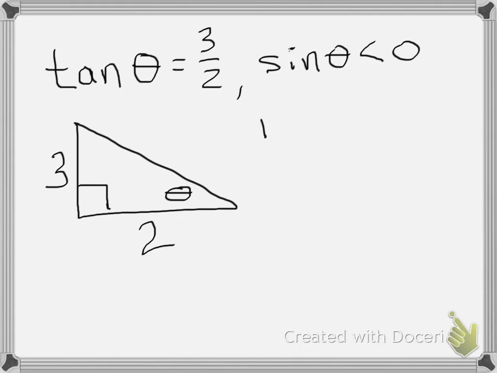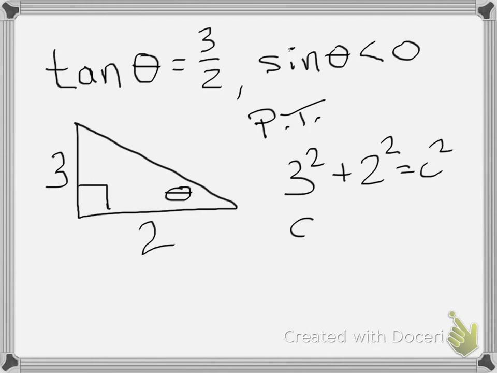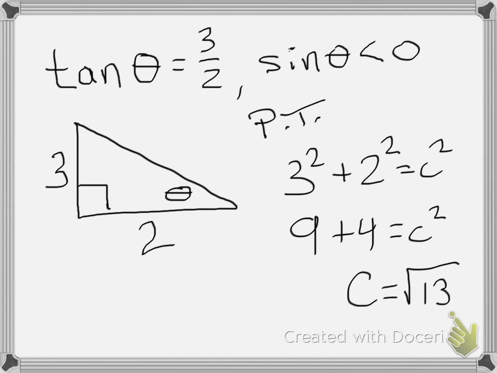We can use the Pythagorean theorem, the good old PT. In this case, c is the side we're looking for, so we go 3 squared plus 2 squared equals c squared. Working that through, 9 plus 4 equals c squared, and if you power through that, you end up with c equals the square root of 13.